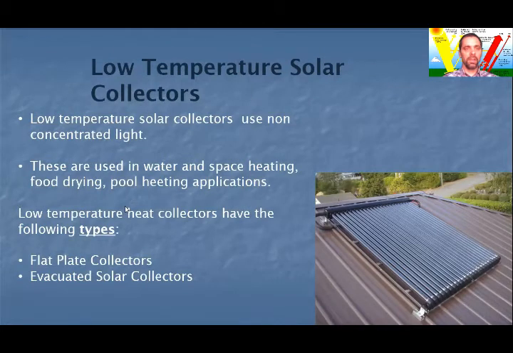The first category, the low temperature solar collectors, are the most important for daily users. These are the most common, easily accessible devices, which help people to exploit the solar heat energy. Low temperature solar collectors use non-concentrated light. These are used in water and space heating, food drying, and pool heating applications. Low temperature heat collectors have the following types: flat plate collectors and evacuated solar collectors.